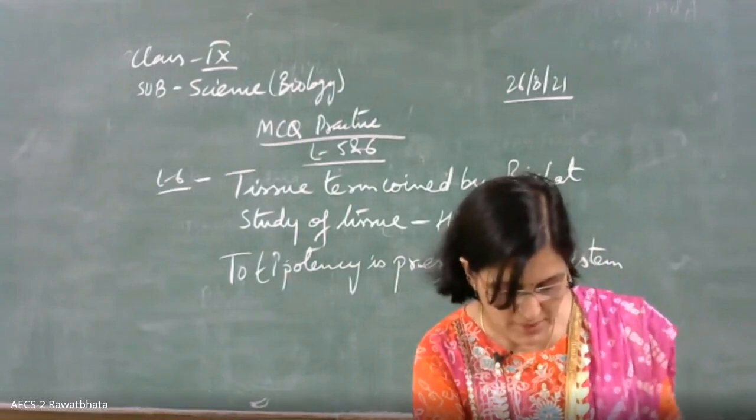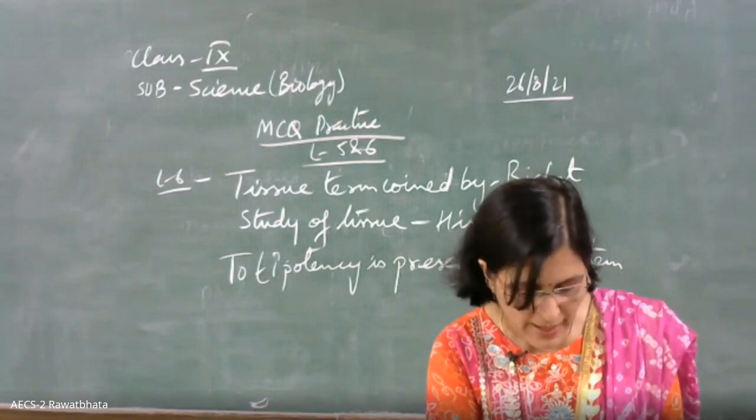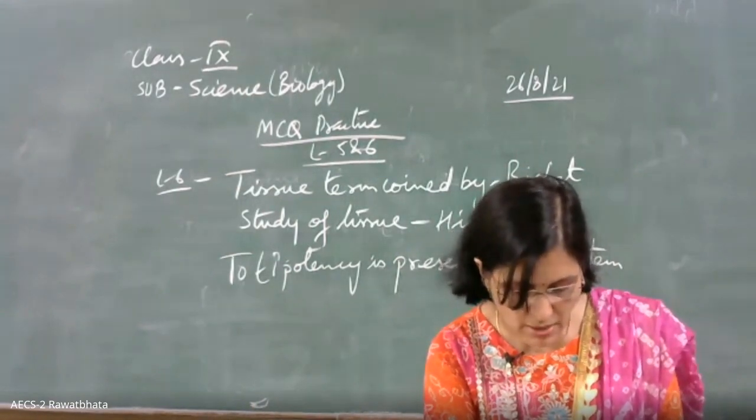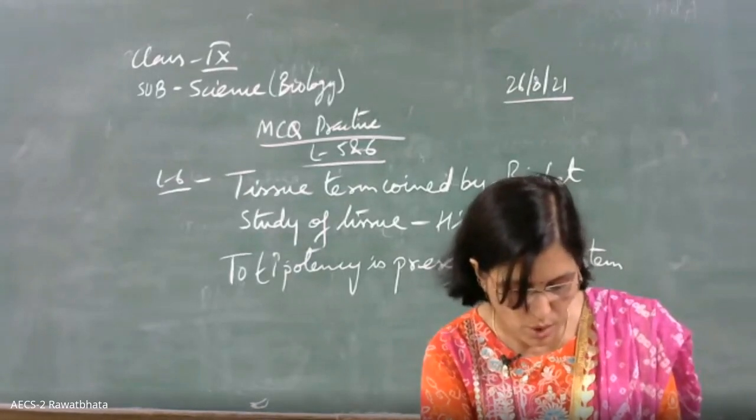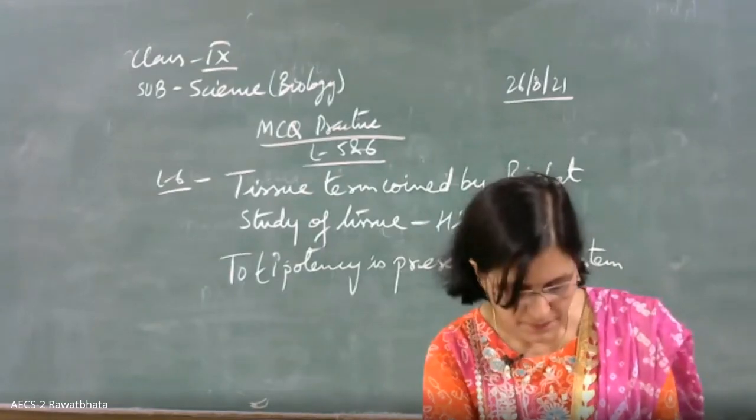Now, which of the following is a feature of meristematic tissue? Thin cell wall, compact tissue, large number of cell organelles present in the cell of the tissue, all of the above. All of the above is right, of course, Anamika.